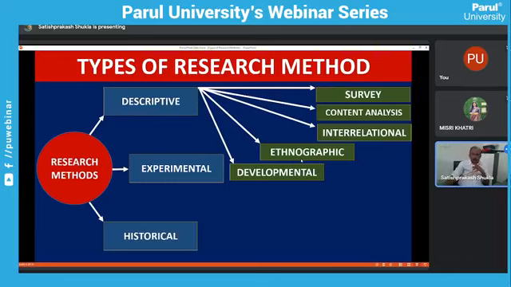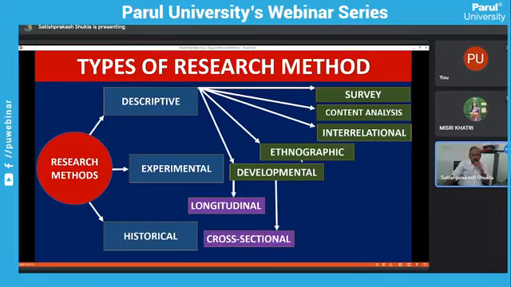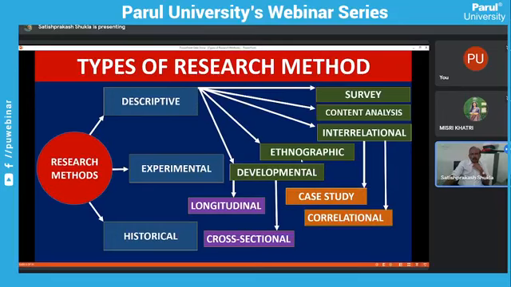Now we see. Developmental research method has also two types. One is longitudinal and another one is cross-sectional. These two are the subtypes of developmental research method. And in the same way, interrelational research method has also three types. Number one, case study. Number two, correlational research method. Number three, causal comparative research method. So these are the basic types of research methods.